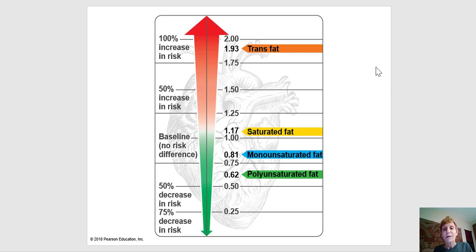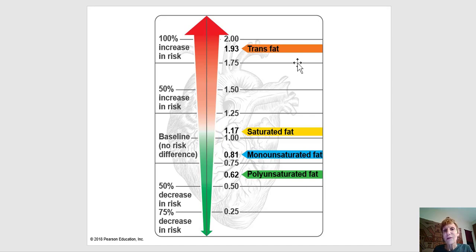fats. But look at the trans fat. Trans fats are so bad, it's almost 100% increased in risk. It's a 93% increase in risk. It's almost twofold higher increased risk for heart disease than a regular diet. That is really bad. And that's why they say not to have trans fats.